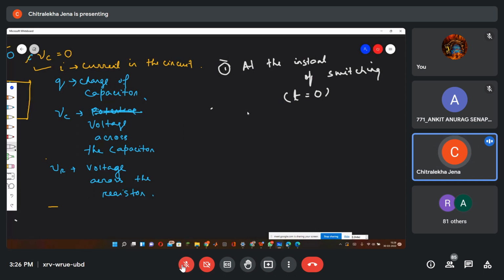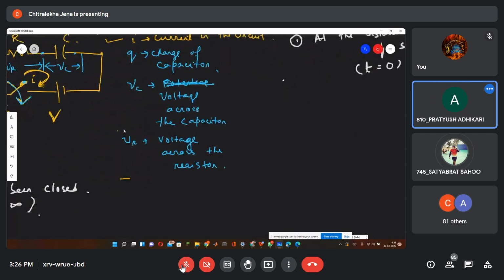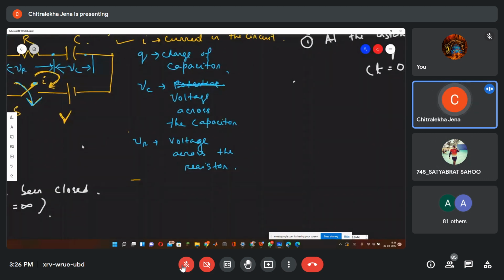Simply apply Kirchhoff's voltage law. What is the equation of the circuit at the instant of closing the switch? Tell me. V minus IR equal to 0.